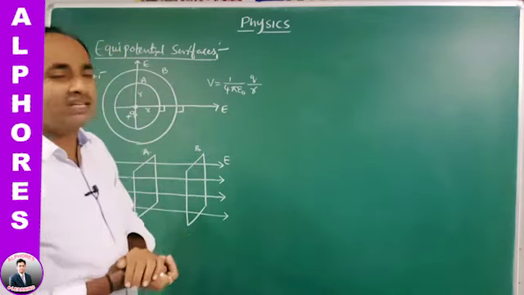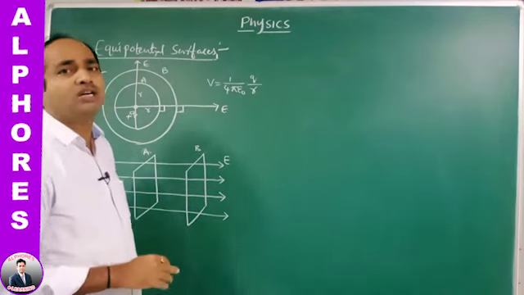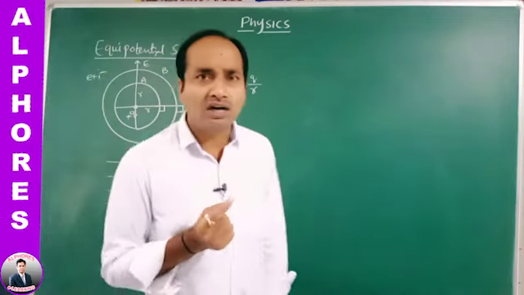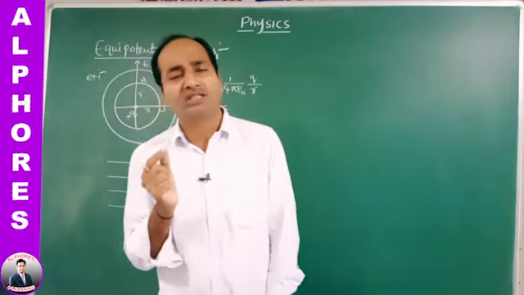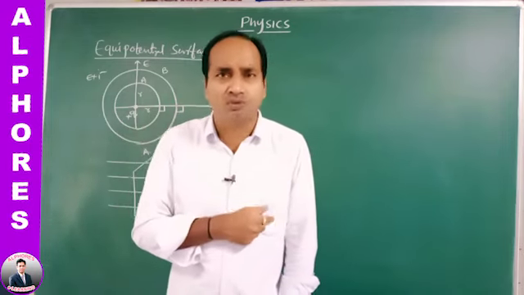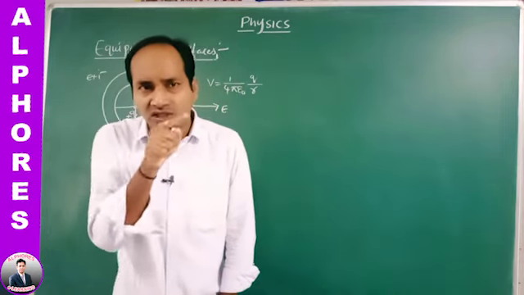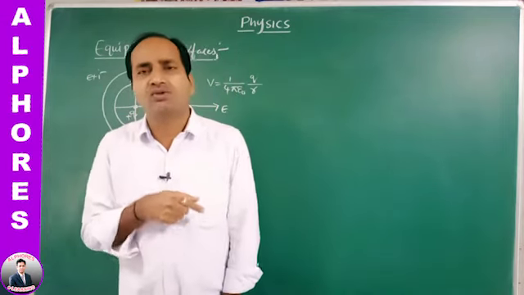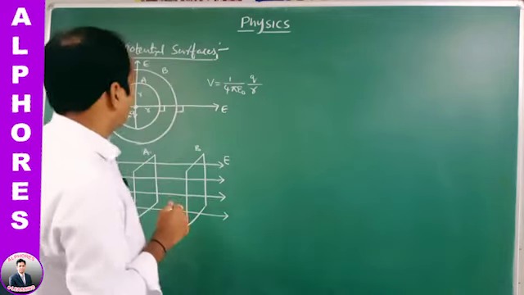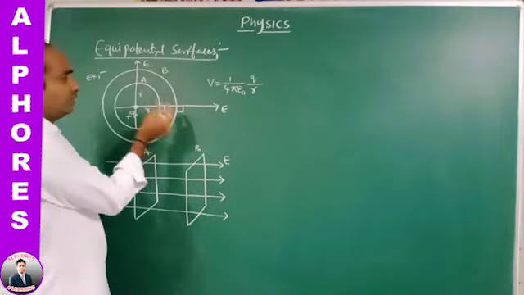So here we are saying that the electric field is always normal to the equipotential surfaces. If you move a charge on the equipotential surface from one point to another, the work done will be zero. There is no electric field tangential to the equipotential surface. So the electric field is always normal to it. Remember, this is a very important point here.